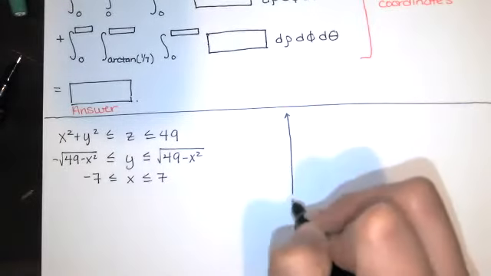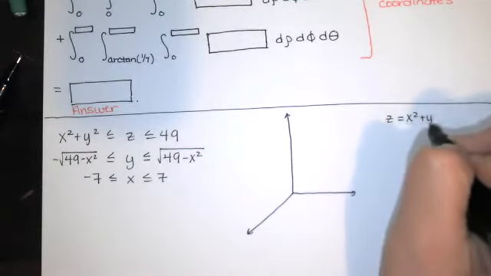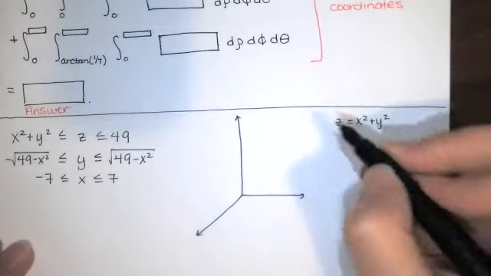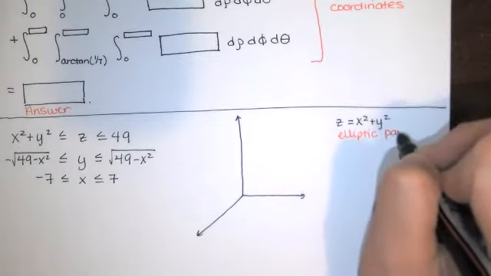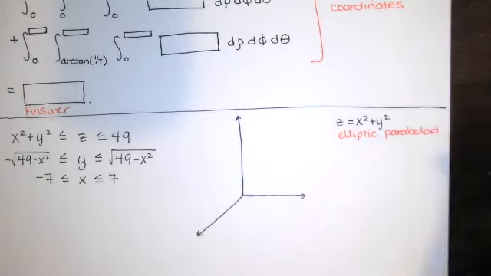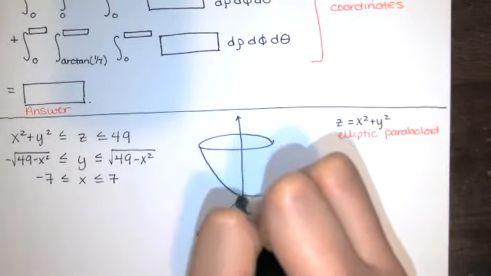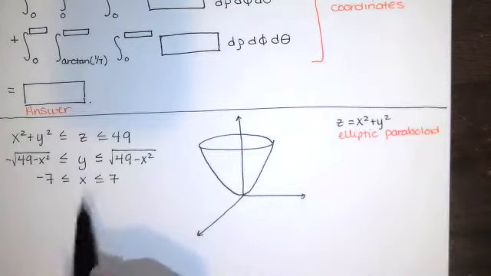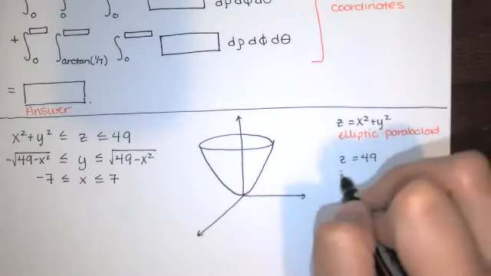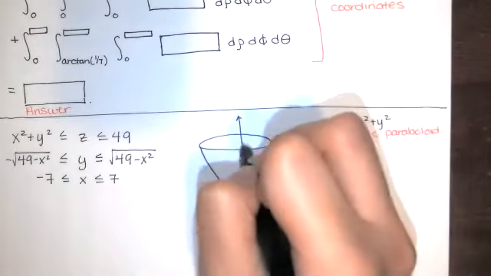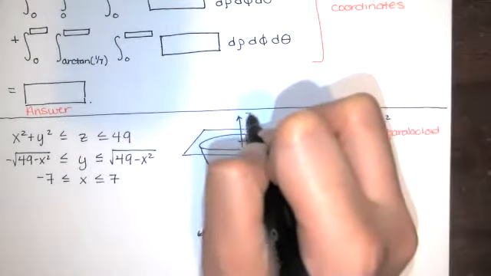So I'll graph one function at a time, or one surface at a time. Z equals x squared plus y squared is an elliptic paraboloid facing up with its vertex at the origin. So we're going to see something that looks like this. And then z equals 49, that's just a plane up 49 units from the xy plane. So it's going to intersect something like that.